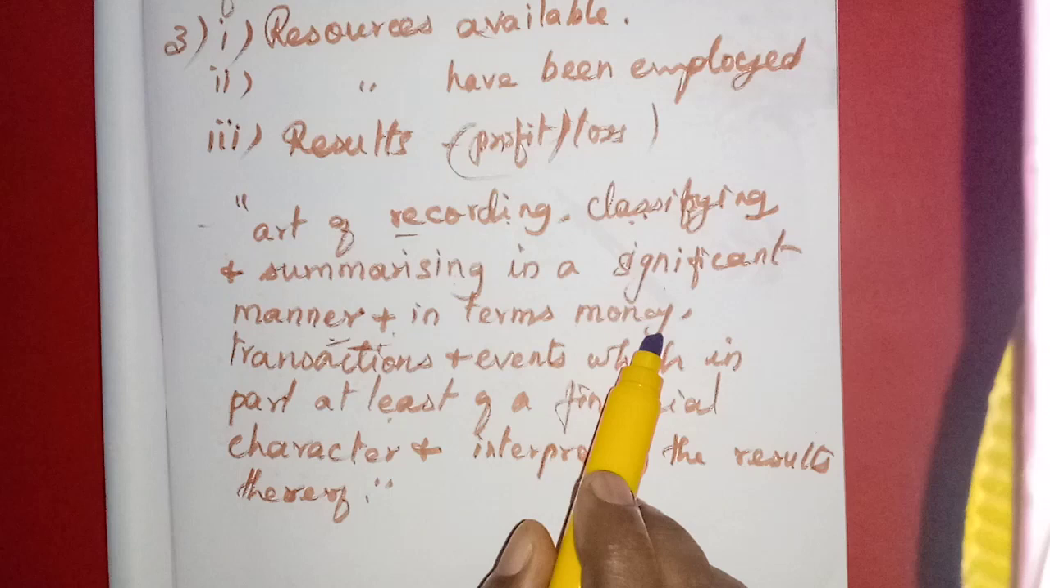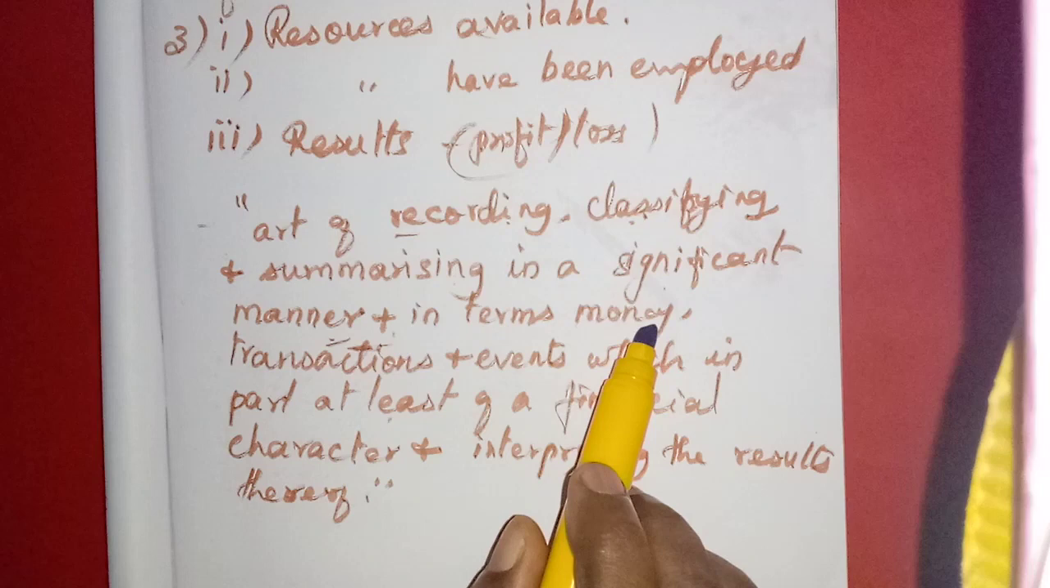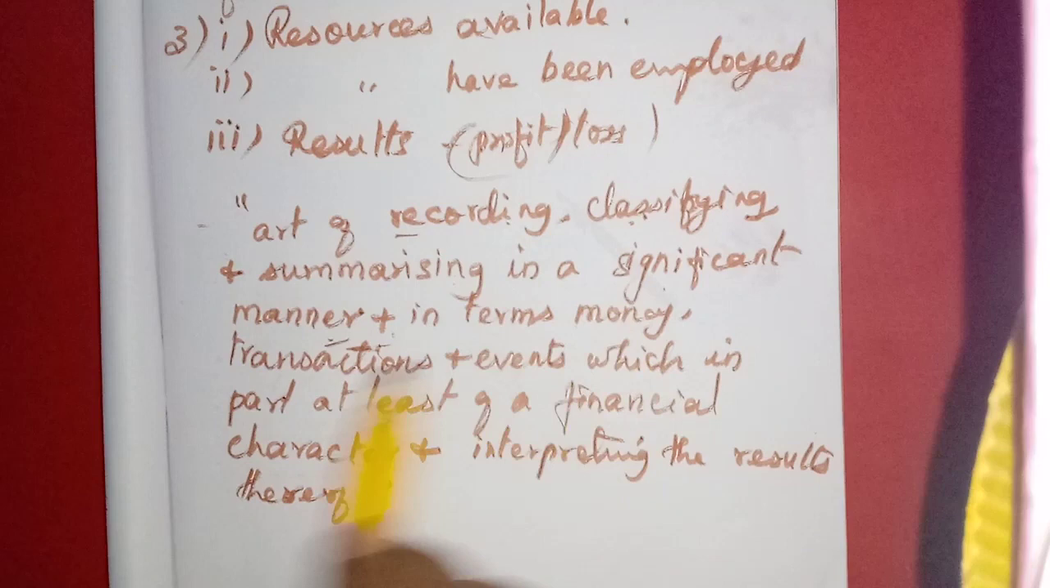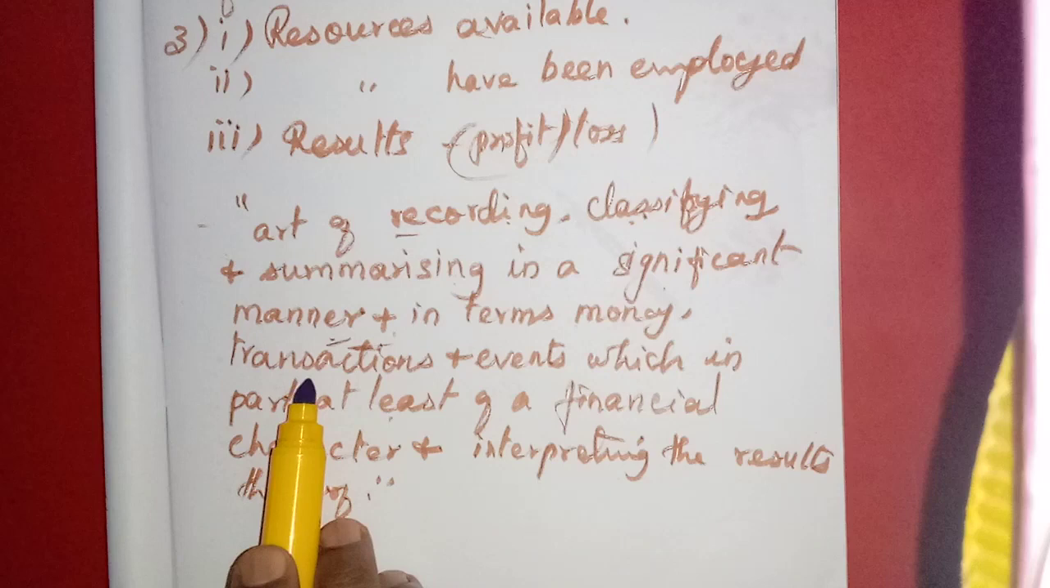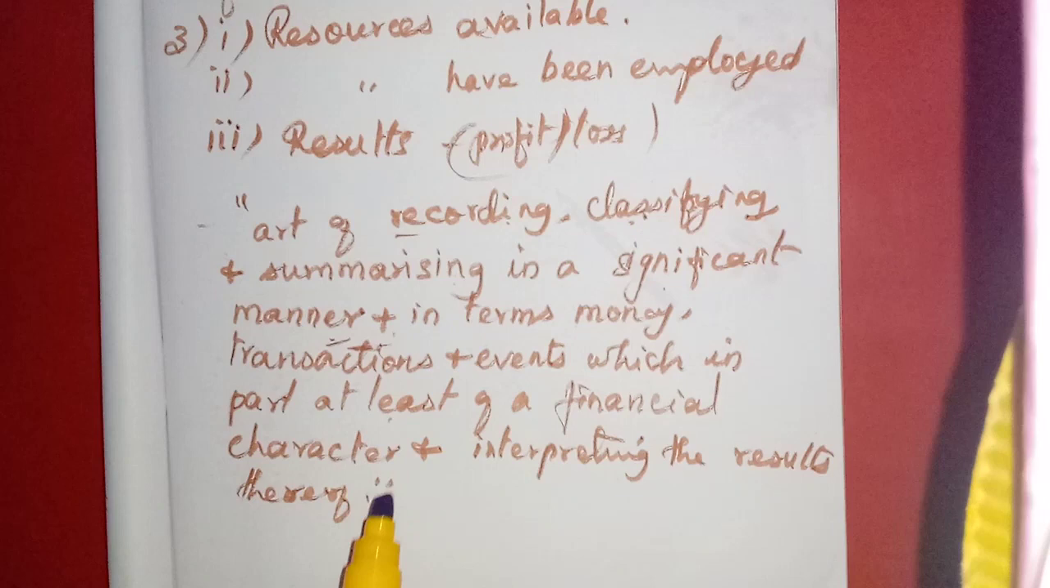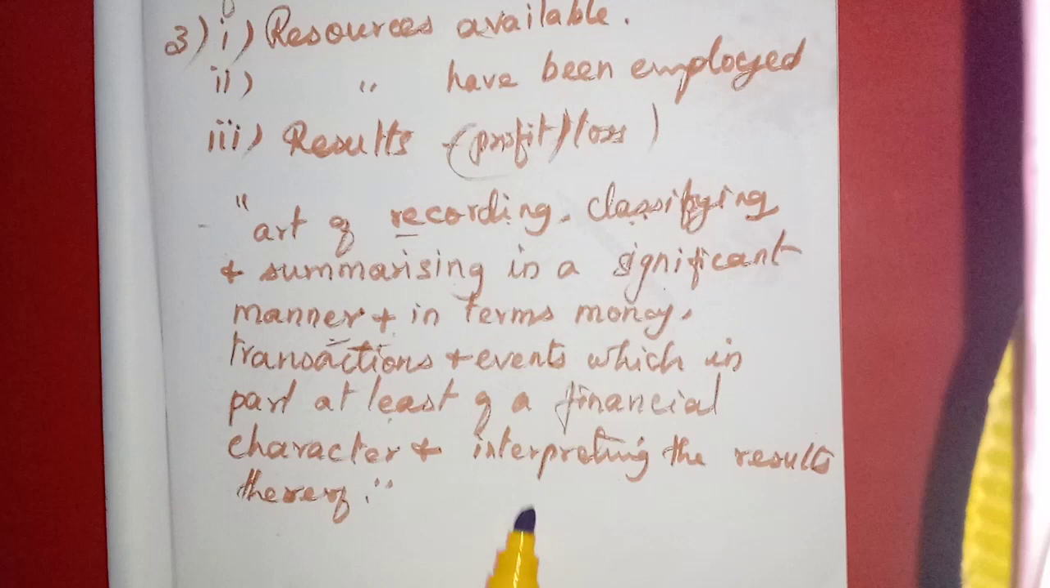Other than money, non-money transactions cannot be entered. Transactions and events which are, in part at least, of a financial character, which can be expressed in terms of money, can be recorded. That is the meaning. And interpreting the results thereof: they will prepare the financial statement and the management will interpret the results. That is one of the definitions.